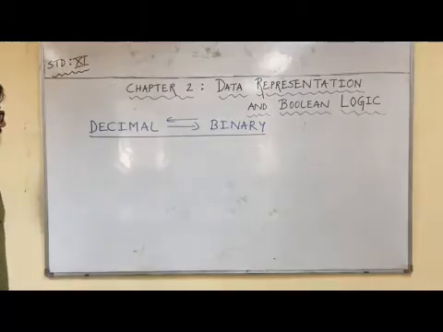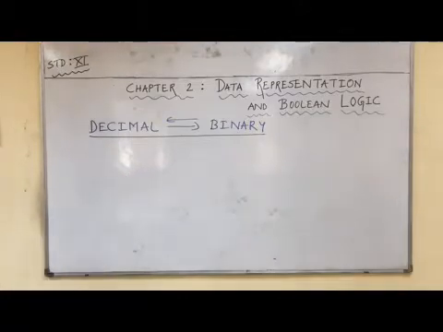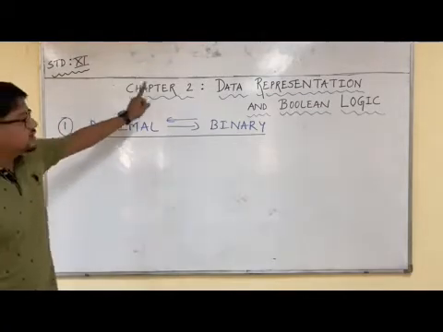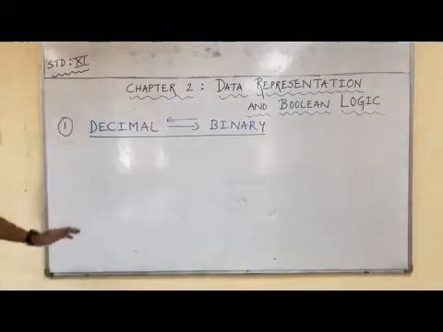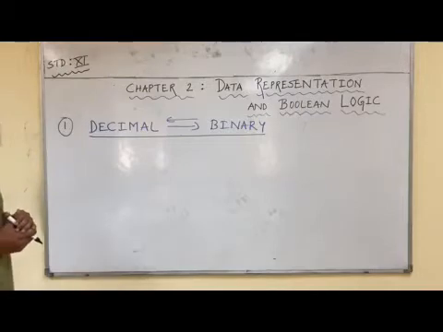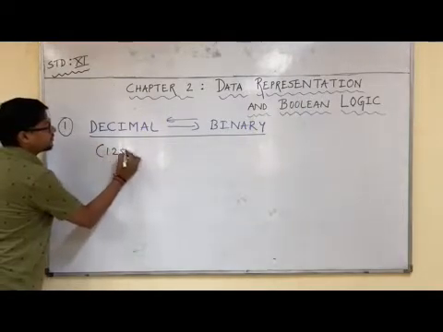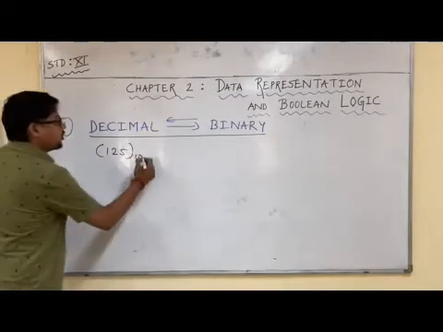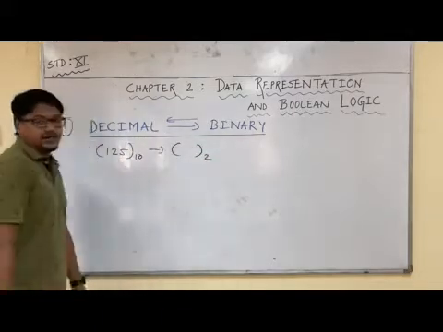Students, so now let us see the conversion process of all the number systems that we discussed. First of all, we are going to see conversion from decimal to binary and binary to decimal. You can see it carefully, it is easy. Now let me take a decimal number, say 125 to the base 10. I want to convert this into a binary number.